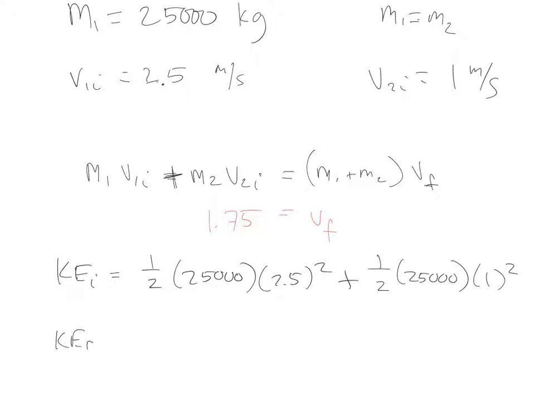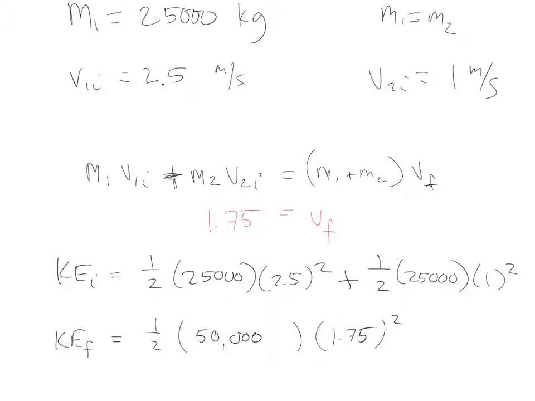And then after they collide, what's the mass after they collide? 25,000 times 2 is 50,000, okay? 1.75, good. Times the final velocity you just solved for in the first part, squared. So this is the mass of the combined system. This is the velocity after they collide. Square that number. Was there a difference in these numbers? Yeah, because it was an inelastic collision.